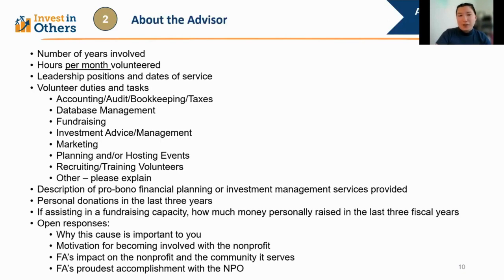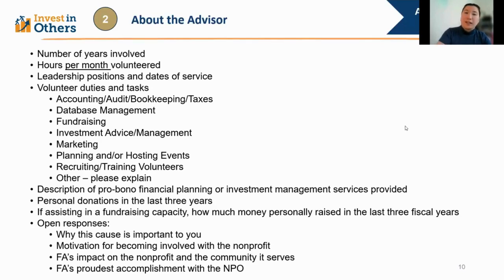Some of the things that we look for in this section: hours per month. So how much you contribute per month, not per week or per year. And if you don't have an exact number, use your best estimate. If it changes month to month, go ahead and just add it up cumulatively and divide that number by 12 just to give us your best estimate of the hours you've committed to that nonprofit.